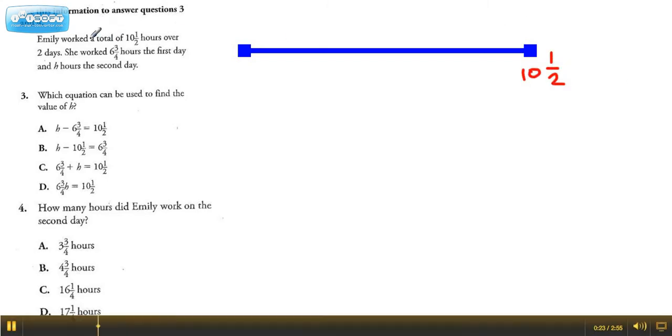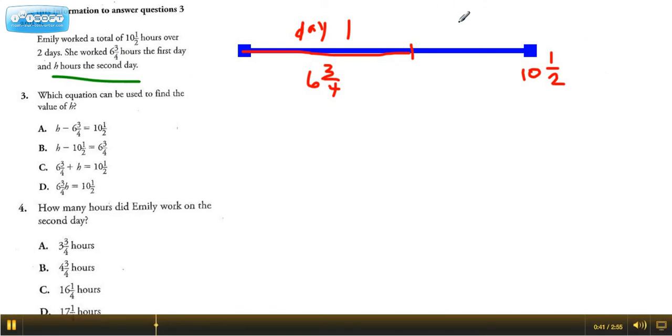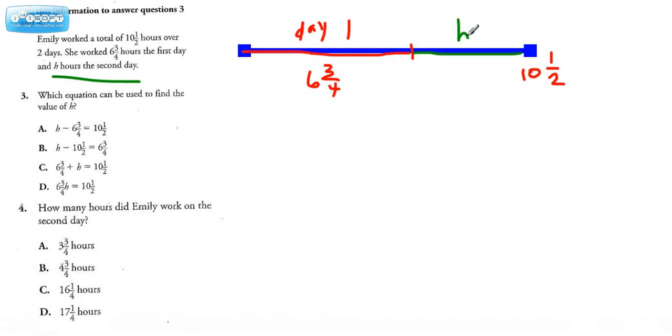And we know that the first day she worked 6 3/4 hours, so that might represent maybe that chunk right here. So this is day 1. Day 1, 6 3/4. And we need to figure out the second day. We need to figure out this right here, this chunk. Now, wouldn't we be taking this plus this to get this?